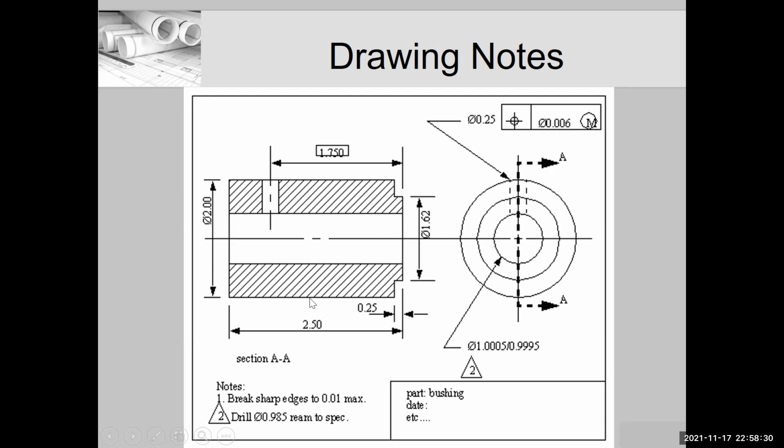This is also showing a section view to show the internal features, but in this case, the front view is a section view. This is always allowable. This would have been the title block here.